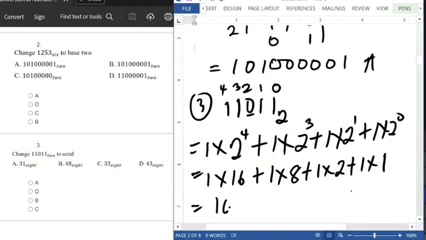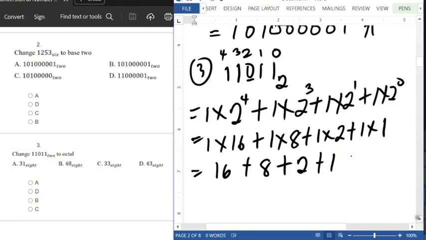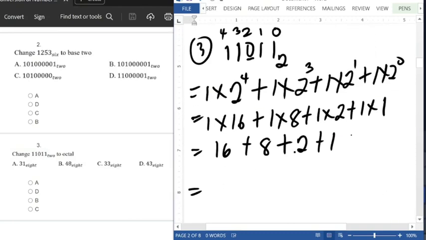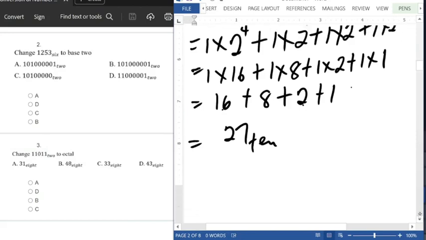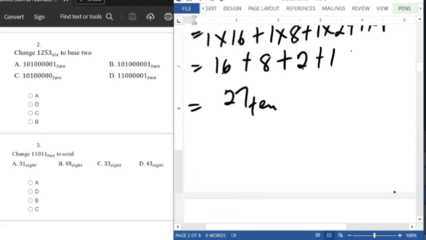So 1 times 16 is 16, plus 1 times 8 is 8, plus 1 times 2 is 2, plus 1 times 1 is 1. And that will give us, this is 24, 26, 27. Alright, that is 27 in base 10. So it is this that will now change to base 8. So we change this to base 8, and let's see what we're going to have.